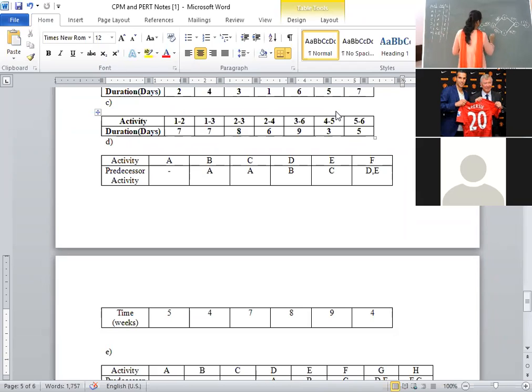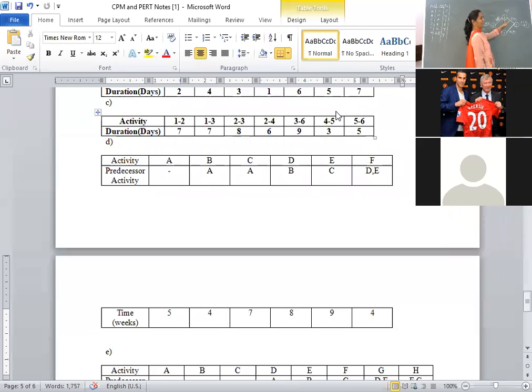Next, we have to compute E2. For node 2, the incoming activity is coming from 1. That's why the formula is E1 plus the time duration taken by the activity 1 to 2, that is T12. E1 value is 0. Time duration, it took how many weeks? 5 weeks. That is 0 plus 5, 5. E2 value is 5.